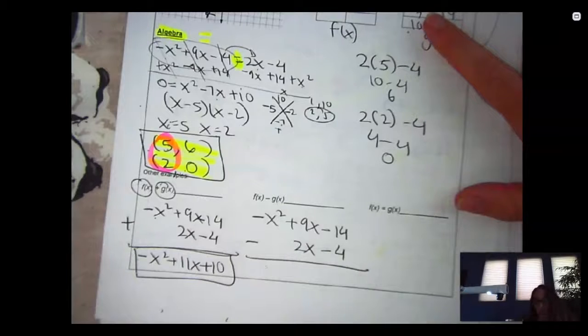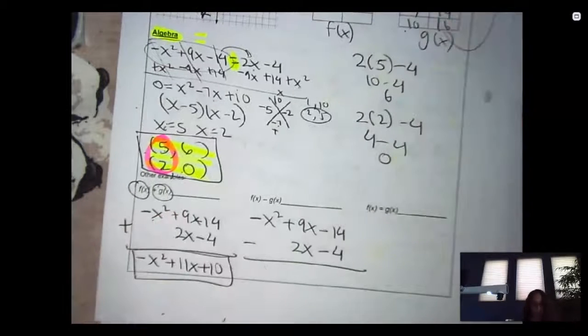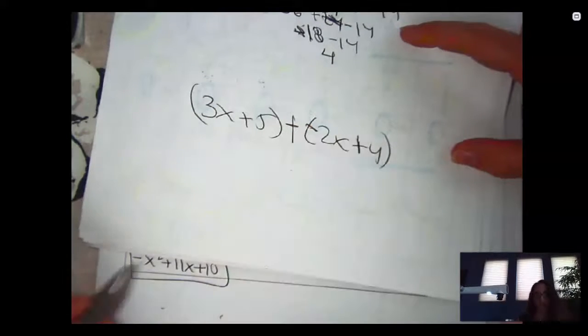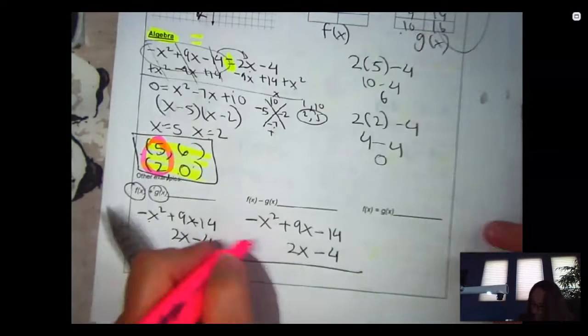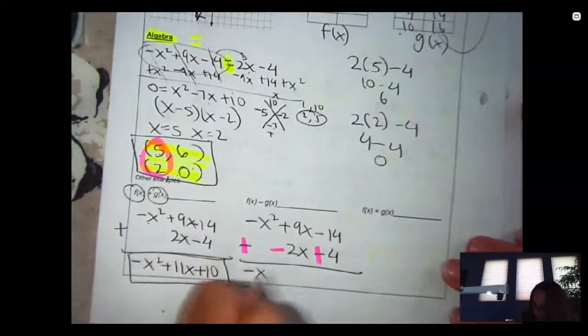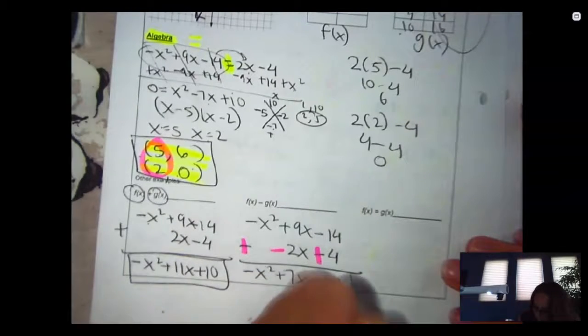Okay? Now, when you subtract, remember when we had subtraction, if you had like 3x plus 5 minus 2x minus 4, what does that really mean? Change the signs of everything to the right, do the opposite. So that's what you're doing here. You're going to change the signs of everything to the right. Negative x squared plus 7x minus 10.